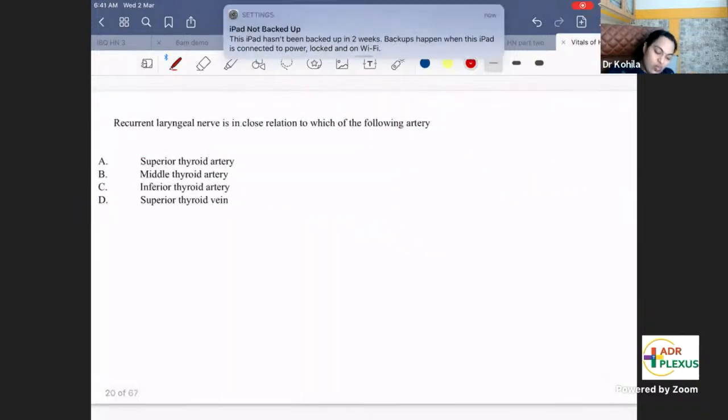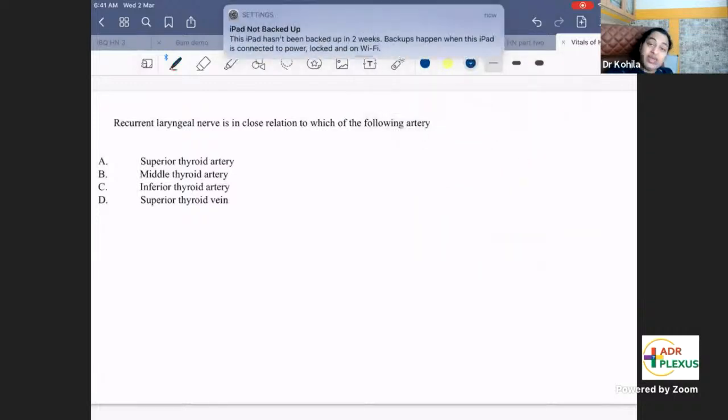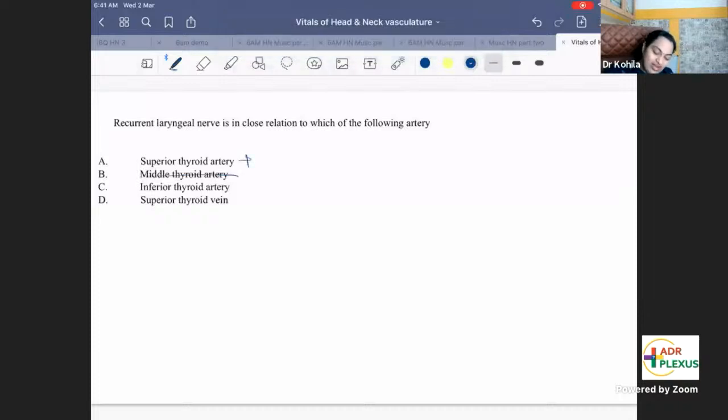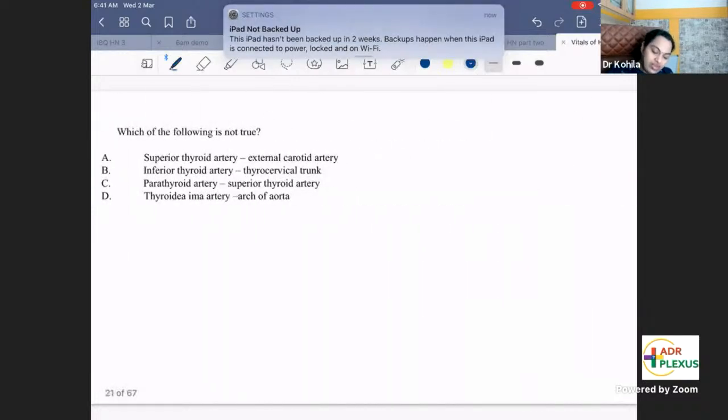Recurrent laryngeal nerve is in close relation to which of the following arteries? The superior thyroid artery is accompanied by the external laryngeal nerve, so it can't be the superior thyroid artery. There's no middle thyroid artery. The inferior thyroid artery, a branch coming from the subclavian artery, right? The loop of the inferior thyroid artery we saw.